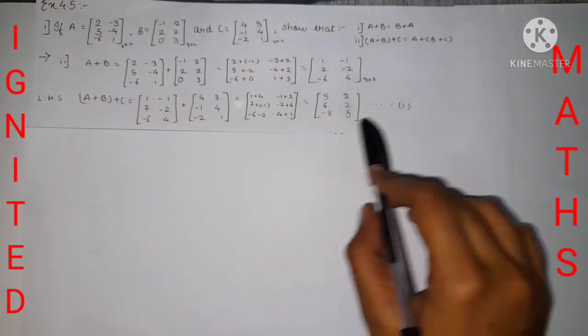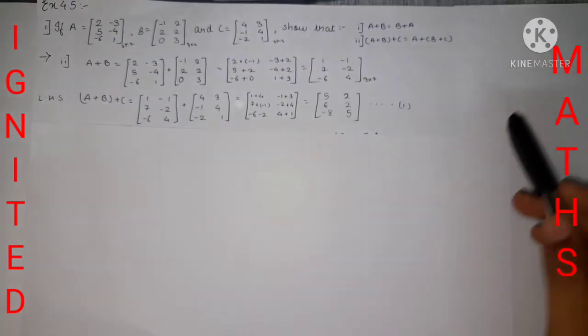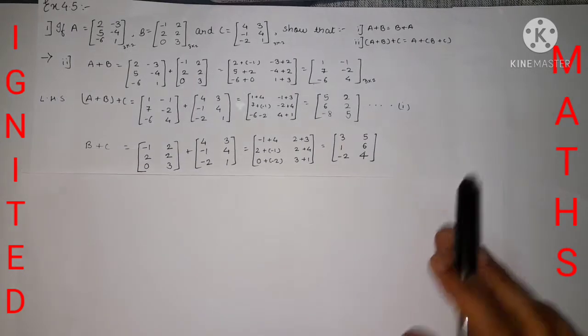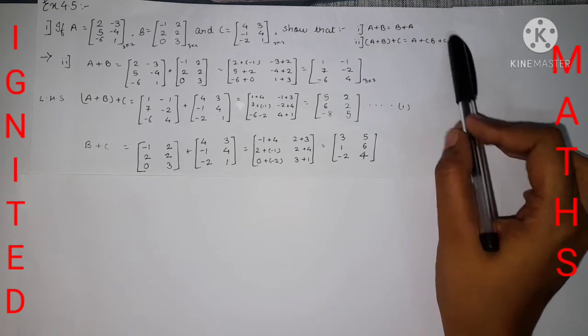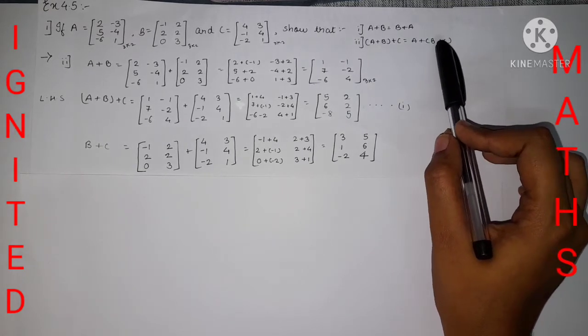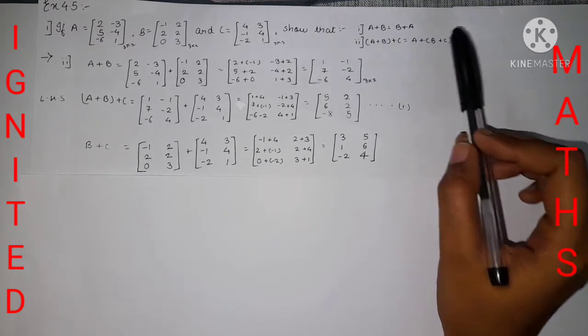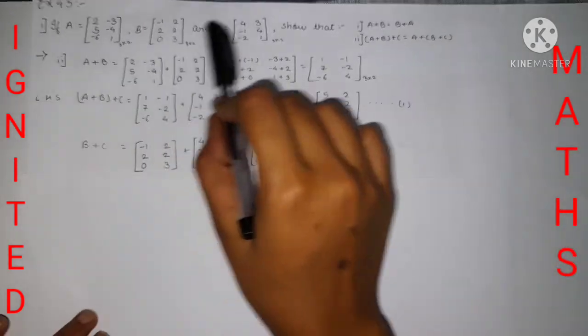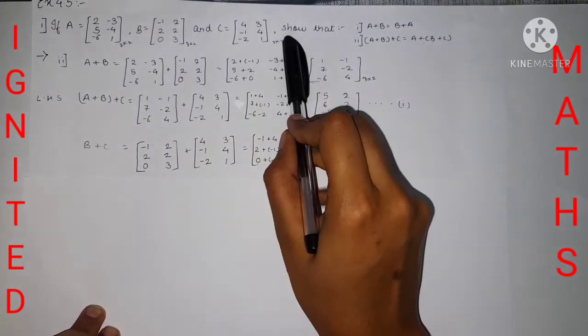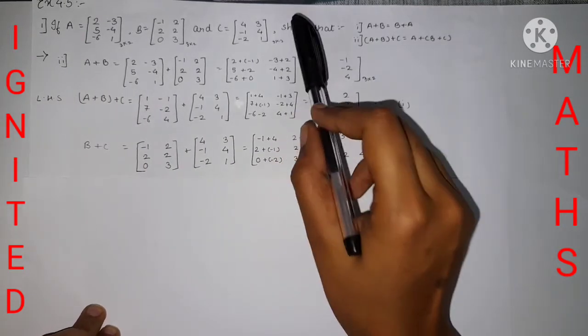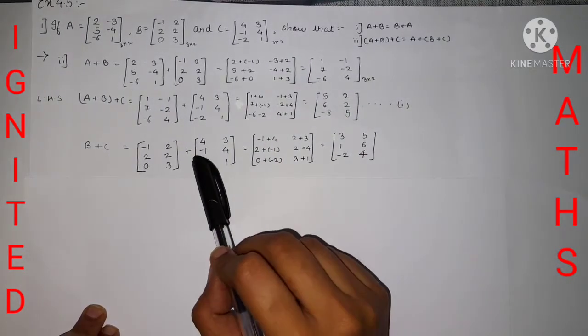After doing the calculation, you will get, let's name it as 1. And now the RHS term, A plus bracket B plus C. First solve the B plus C term, and you need to add the result with the A matrix. B plus C is given as a 3 cross 2 and a 3 cross 2 matrix. The order is the same, so we can do the addition of the matrices.